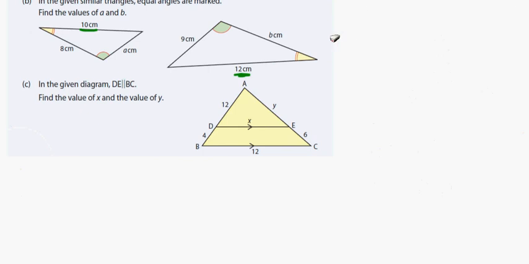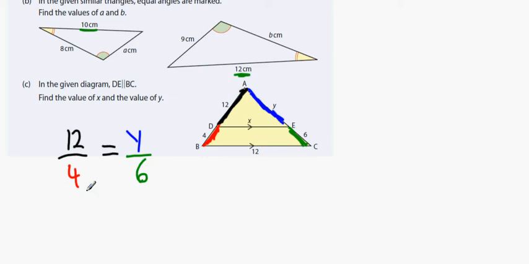What we're going to do here is, in the given diagram, DE is parallel to BC. Find the value of X and the value of Y. Okay, so we can do this, we'll find out Y first, okay? So once again, we're going to do what we did last time. The black line divided by the red line equals the blue line divided by the green line. Okay, so it's going to be 12 divided by 4 equals Y divided by 6.